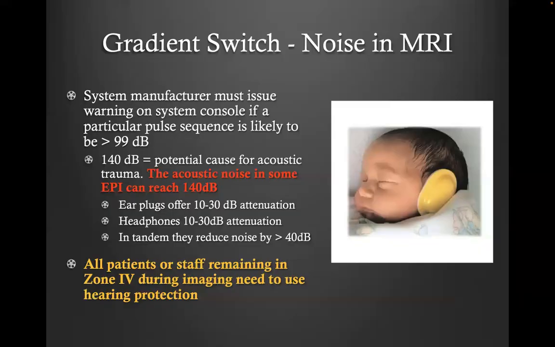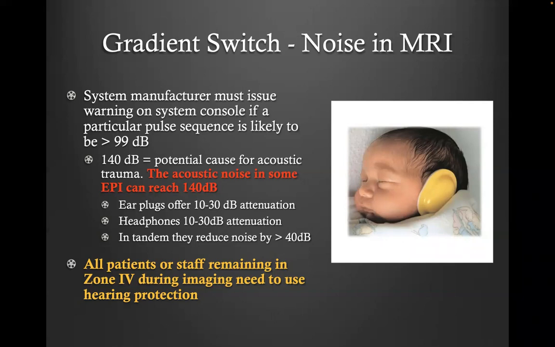And you can see that with this gradient strength and switching noise, the system manufacturer must issue a warning on the system console if a particular pulse sequence is likely to be over 99 dB. And the acoustic noise in some EPI scans can really reach 140 dB. But as a matter of fact, our current Prisma scanner, as well as the Biograph, as well as the 9.4 Tesla scanner, are actually doing a much better job than the older scanners 10 years ago. The new scanners are a lot quieter. But still, you need to use hearing protection.